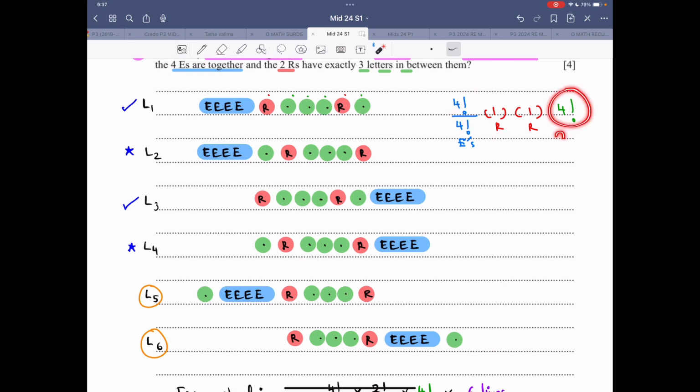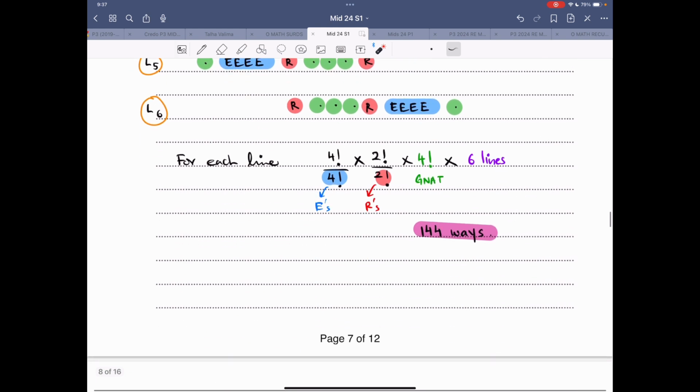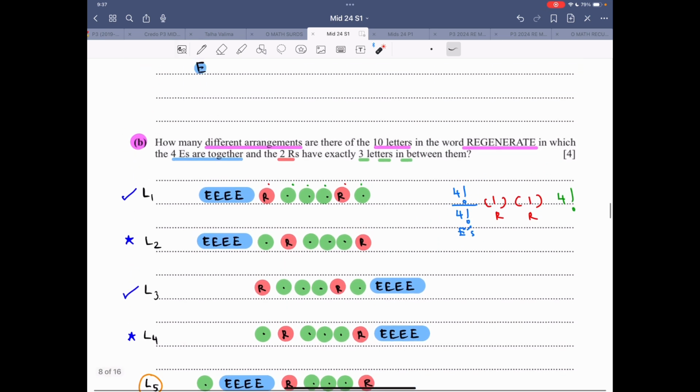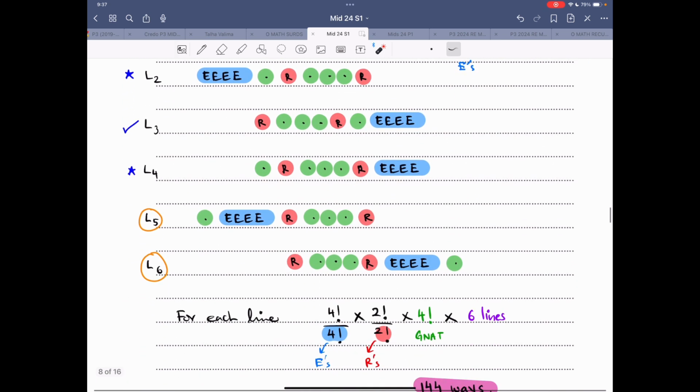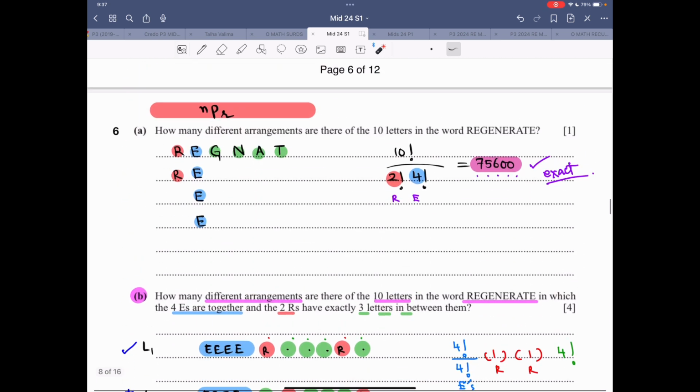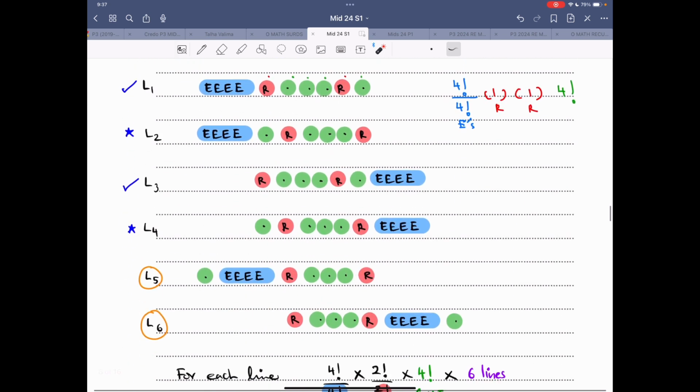What do I have? This is 24. So what I've done over here, that's 4 factorial over 4 factorial for the E's, 2 factorial over 2 factorial for the R's, 4 factorial for G and AT, and there are 6 lines. 4 factorial is 24, 24 into 6, this comes out to be 144. So this was a question in which the 4 marks was definitely worth it. I think in my view, it should be worth more than 4 marks.